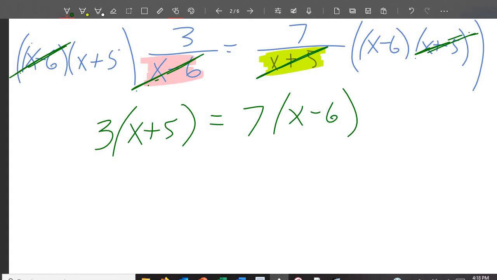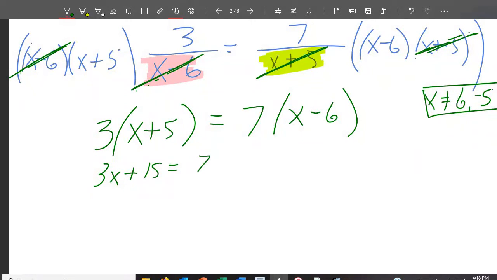Now, I forgot to do this up front. My restrictions: x cannot be +6 and -5. Now, let's go solve this. We do the distributive property. 7x minus 42.